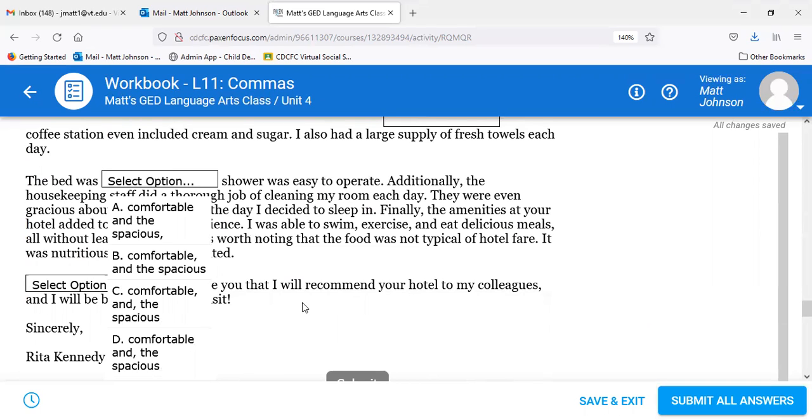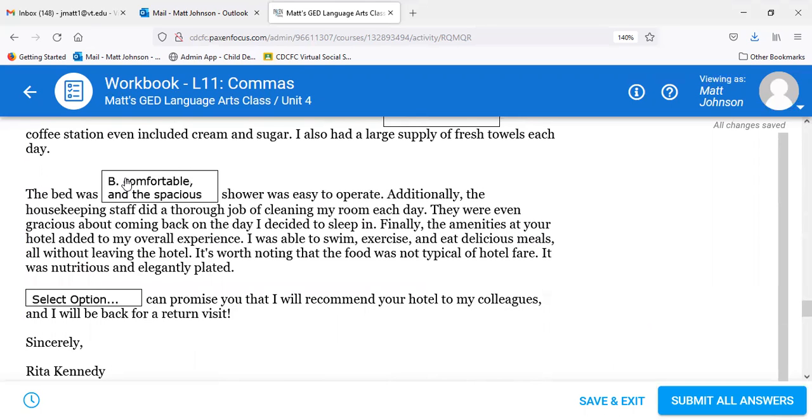B. B. There you go. Yeah, so the bed was comfortable. That's a sentence, right? That's a whole sentence by itself. We add a comma, and the spacious shower was easy to operate. Another complete sentence. We've combined those two into a complex sentence with the conjunction and our comma.